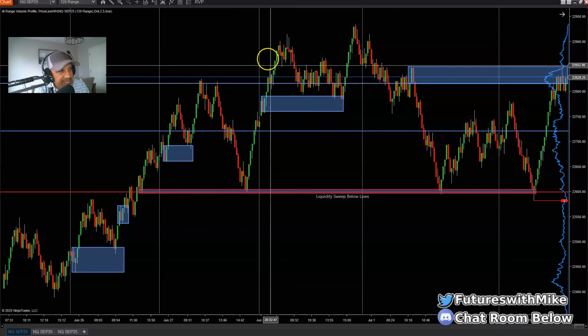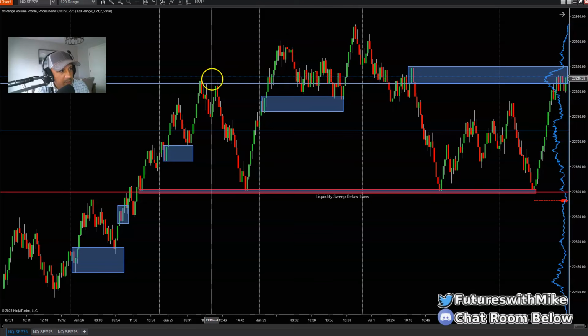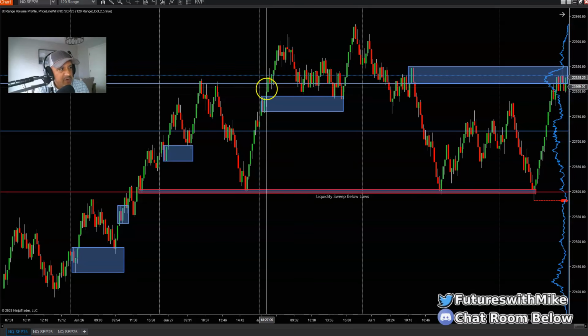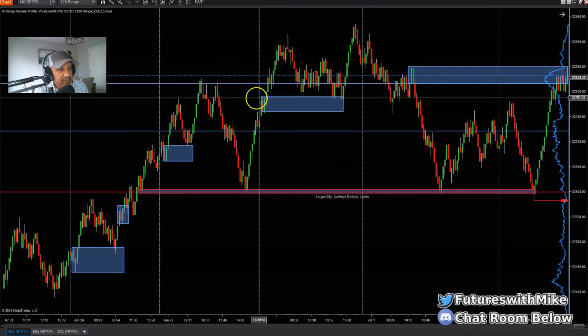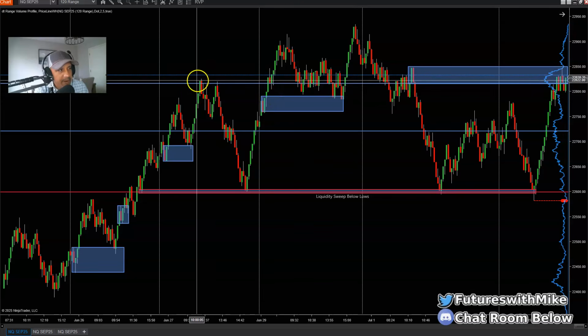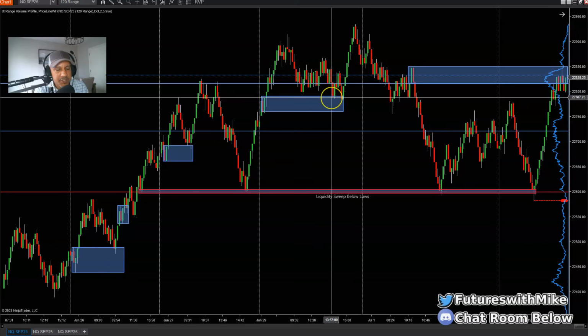So this is a nice pullback after the market broke structure right here to this beautiful area of demand, okay, where we have aggressive buying. You should be able to see this little small area of demand right here, demand to the upside, aggressive buying that breaks above structure. The market comes back to it.